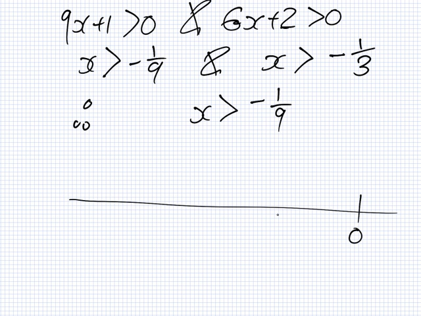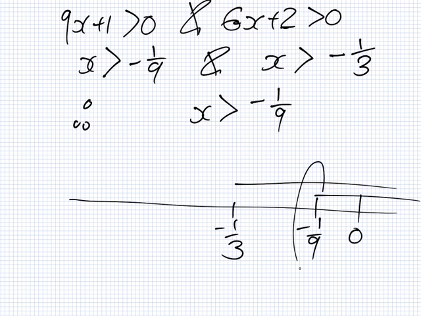There's 0, there's minus 1 over 9, there's minus 1 over 3. I need x to be bigger than this and bigger than this. The only way both can be true is if it's bigger than this one. So I need my answer to be bigger than minus 1 over 9. You don't seem happy with this. Okay? Alright. Back to the question now.